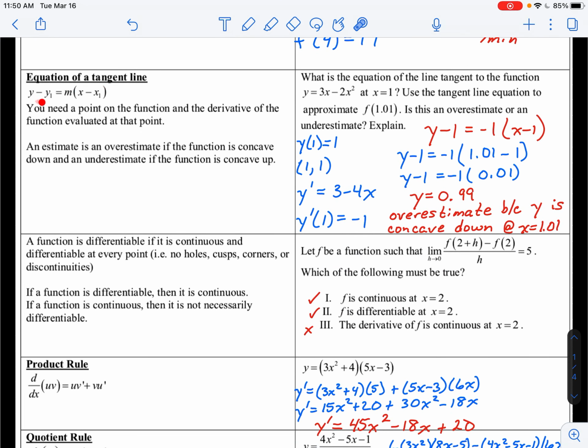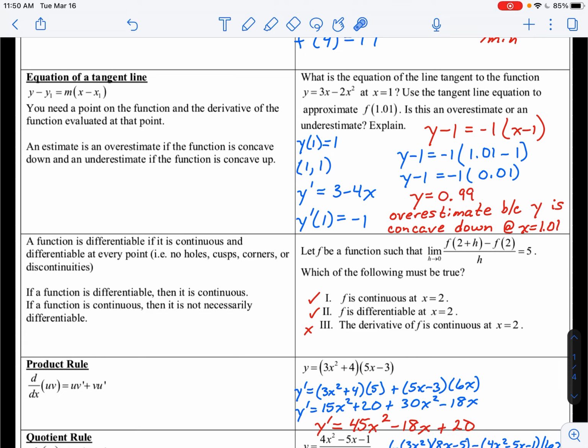For an equation of a line tangent, we're going to use our point-slope formula. That means we need a point and a slope. What is the equation of the line tangent to this function at 1? So first, let's evaluate the function at 1 to get that point. If I plug in 1 into my function, that's 3 times 1 minus 2 times 1 squared. That's going to give me a y value of 1. So I've got the point 1, 1.